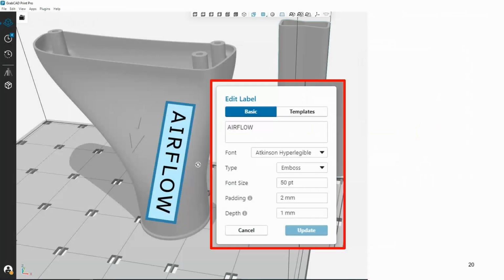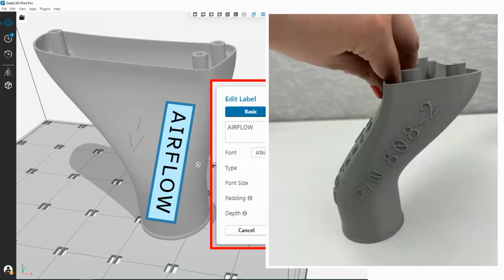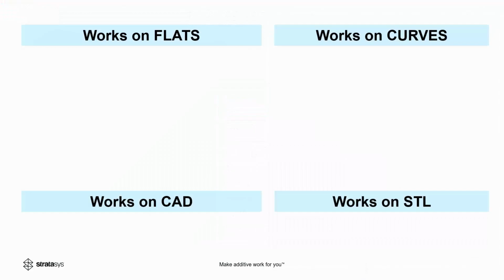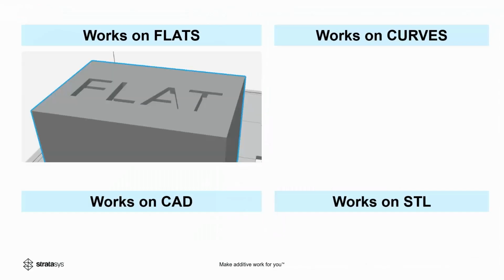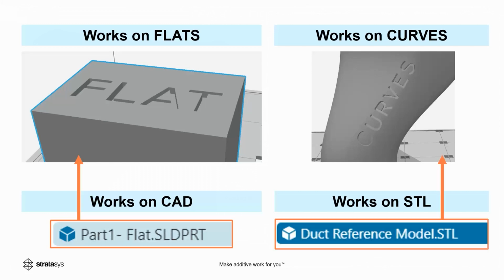You get the labels by right-clicking on the body, and then you get a dialog where you can edit your text, choose if it goes in or out of your body. You can choose the font size and the depth. And then when you hit update, it'll look like this when you print it. You can even do things like putting part numbers on the side, so it'll look like this when it's printed. The great thing about labels is it works on flats and it works on curves. It works on CAD files and it works on STLs.